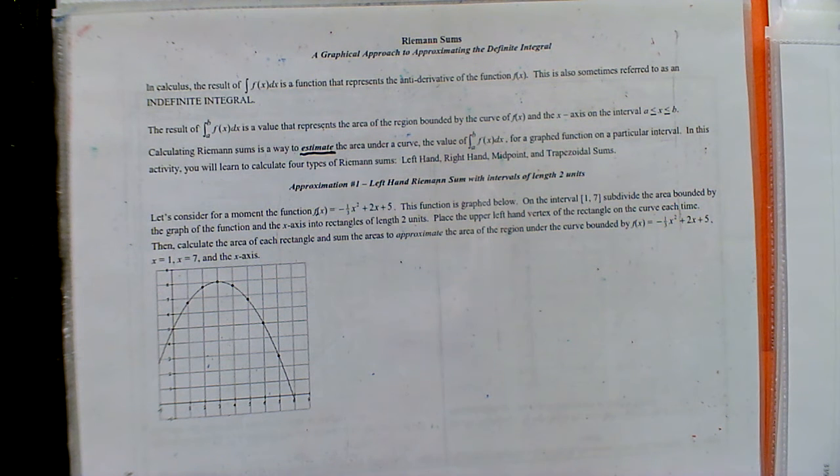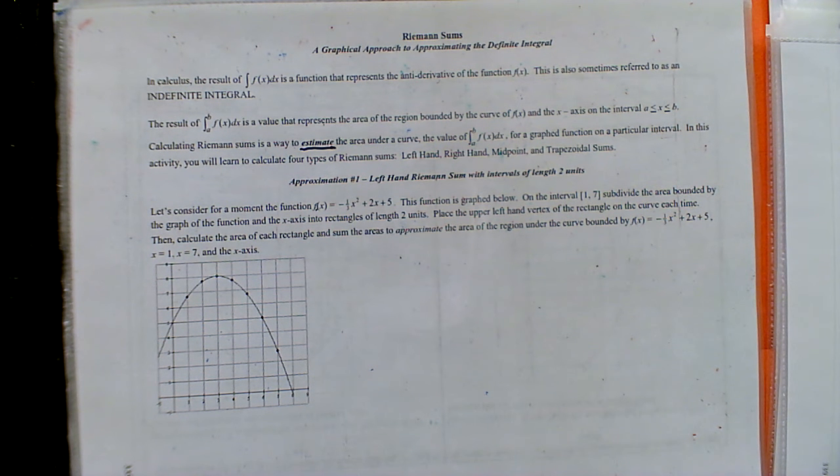It says, let's consider for a moment the function f of x. This function is graphed below. On the interval from 1 to 7, subdivide the area bounded by the graph of the function and the x-axis into rectangles of length 2. Place the upper left-hand vertex of the rectangle on the curve each time. Then calculate the area of each rectangle and sum the areas to approximate the area of the region under the curve bounded by f of x equals negative 1/3 x squared plus 2x plus 5, where x is equal to 1, x equal to 7, and the x-axis are the bounds.